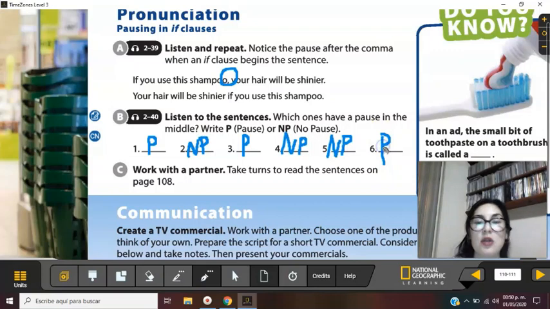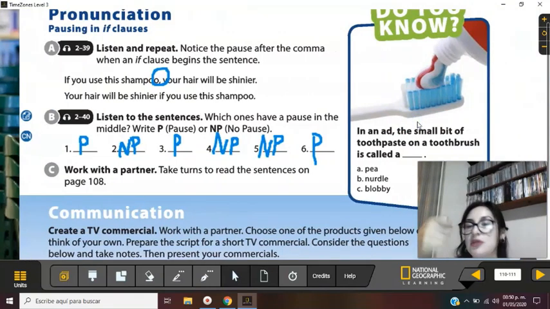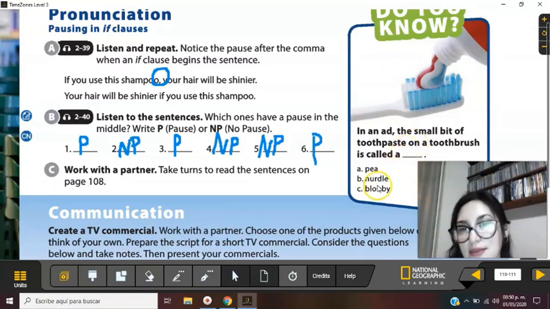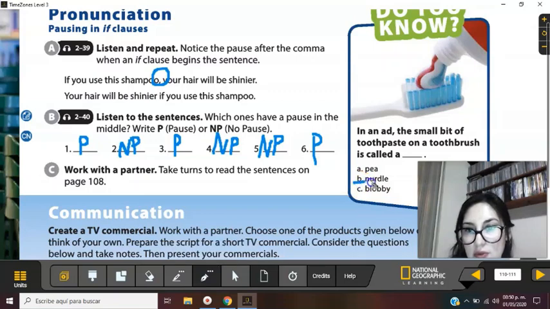Questions, guys? So when you have a pause, it's because you need a comma. That usually happens when you start with if. But if you start with will, you won't need a comma. The comma is very important. Now, I want to give you a tip. Do you know that a small bit of toothpaste on a toothbrush is called a, yes, noodle. Let me give you here the answer. Noodle.